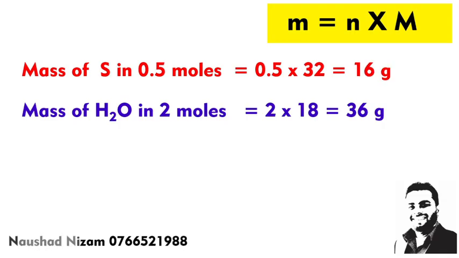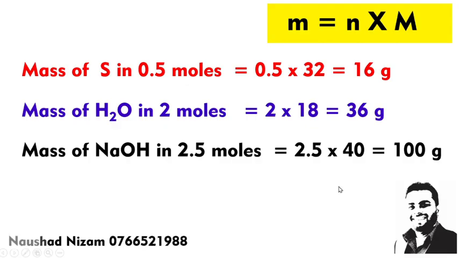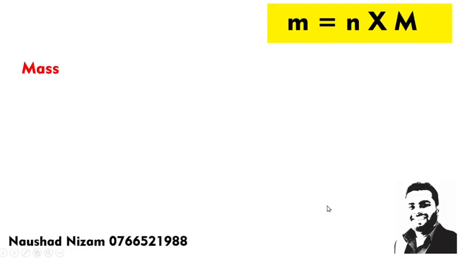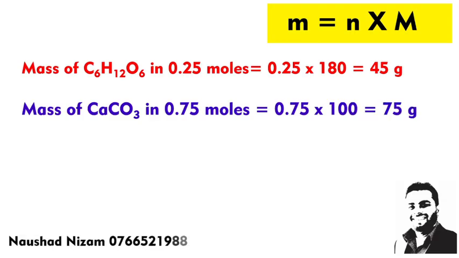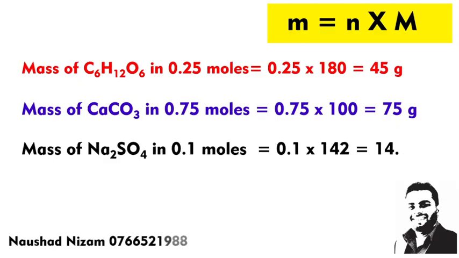And for sulfur, 0.5 moles, multiply, for an element, an atom. So the atomic mass is given as 32, multiplied by 0.5. Atomic masses will be given to you. Mass of sodium hydroxide of 2.5 moles, you must find out the molar mass of sodium hydroxide, that is the relative molecular mass. Multiply, and you will find the answers. Glucose in 0.24 moles. Moles of calcium carbonate 0.75 moles, and the mass of sodium sulfate in 0.1 moles multiplied by its relative molecular mass.